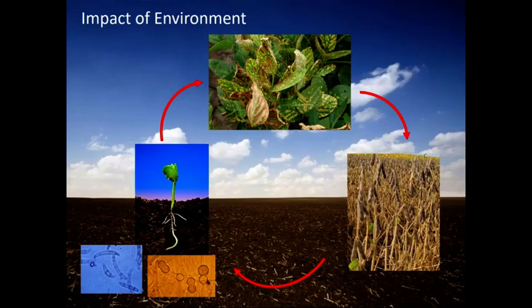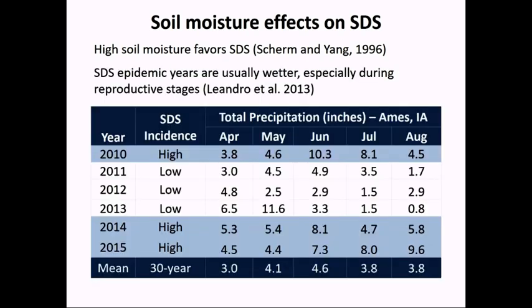Okay, so another really important component of the disease cycle is then the impact of the environment, and SDS is highly dependent on the environment. Soil moisture, we think, is the most important environmental factor that affects SDS development. Very high soil moisture favors SDS. It's been well established both in greenhouse experiments and from field observations and field studies way back from the 90s.